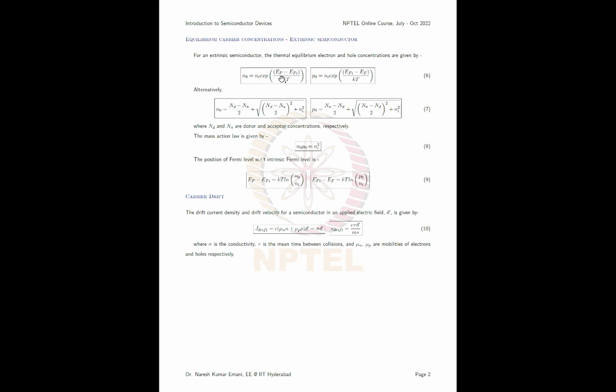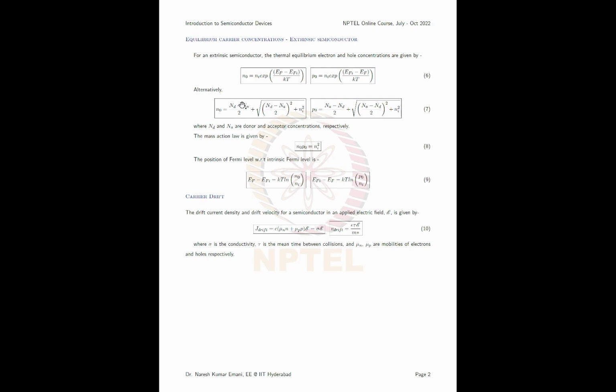Here the carrier concentrations are different. So now the formula is given as n naught equals ni exponential (EF minus EFI) by kT, where EFI is your intrinsic Fermi level. And similarly for p naught, ni exponential (EFI minus EF) by kT. So EF is the Fermi level for the doped semiconductor, and EFI is the Fermi level for the intrinsic semiconductor.